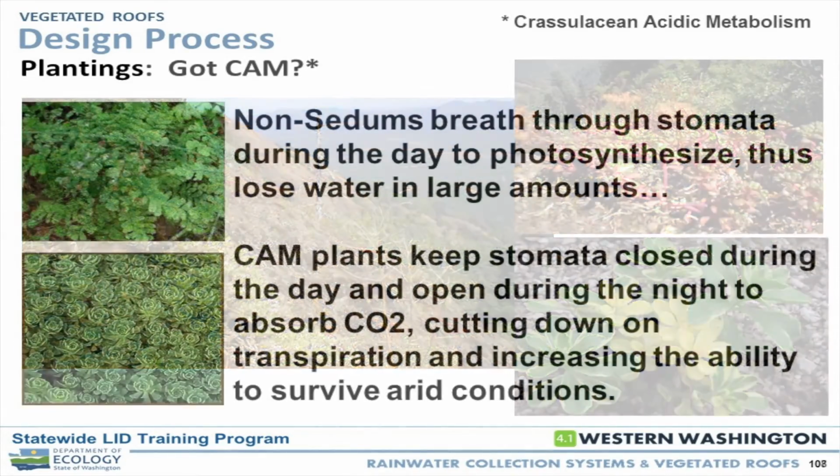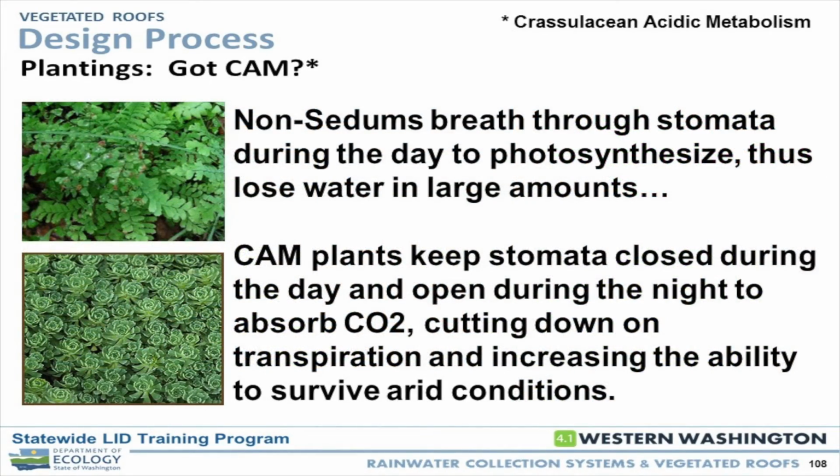The key to this is CAM plants, which is crassulacean acid metabolism. That's the difference between a succulent, anything with thick leaves, versus something that's leafy. Leafy vegetation is great. It soaks in a bunch of water and evaporates a bunch of water. It's great for the water cycle and hydrology.